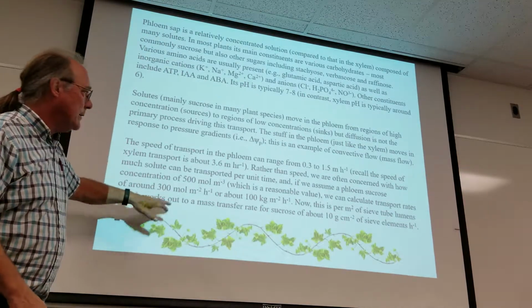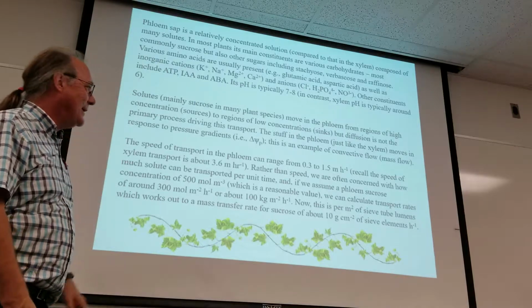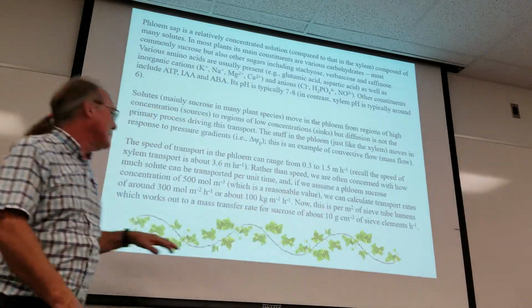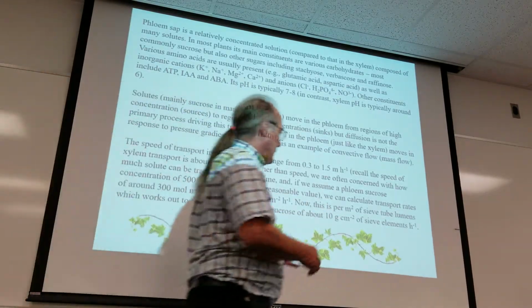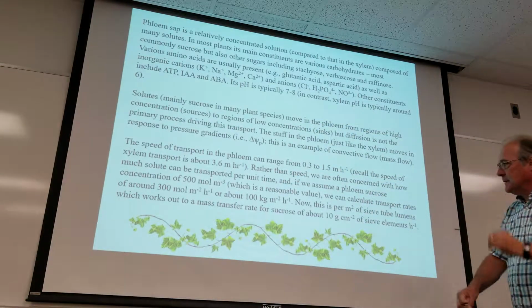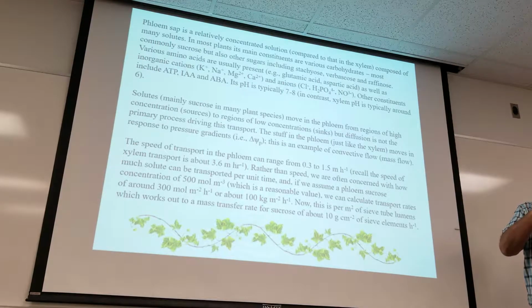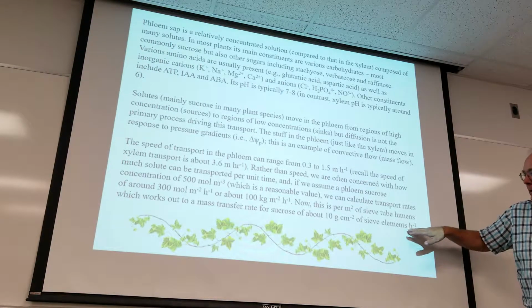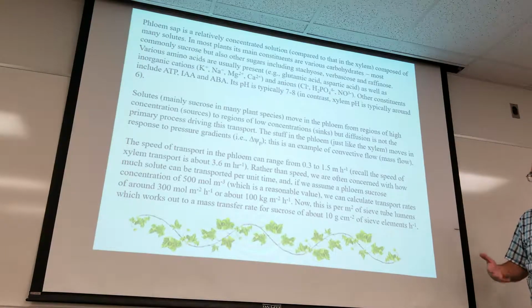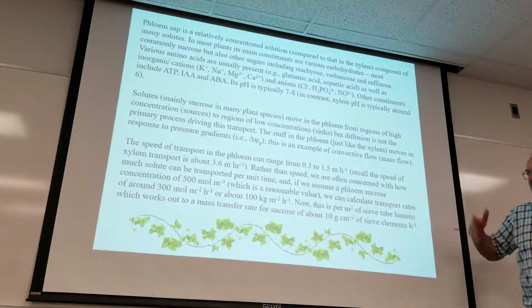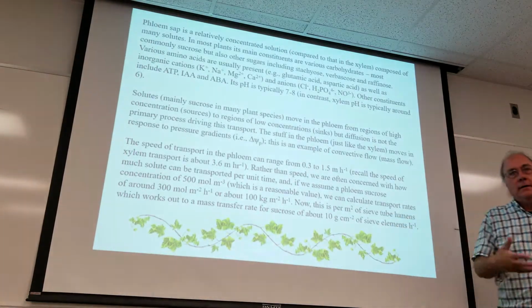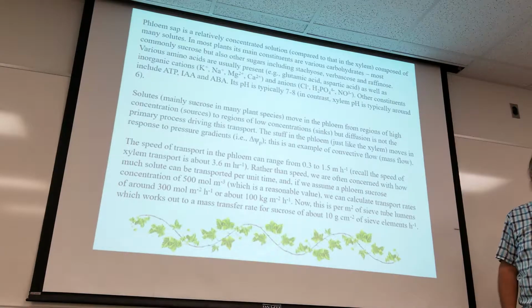So that's a big number. But this is per meter squared of sieve tube lumens. And if you just look at the sieve elements themselves, maybe 10 grams per centimeter squared of the sieve tube element per hour. So not a super high rate, but an efficient way to transport sucrose around the plant.